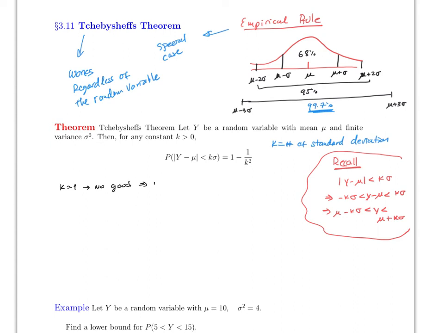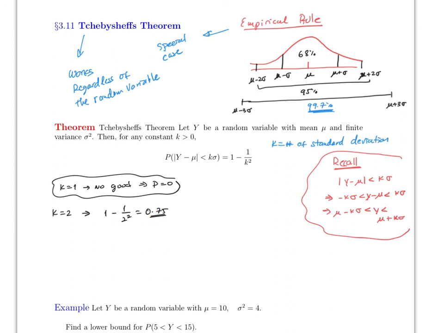Because it will tell you the probability is equal to 0, which is not true. So therefore k has to be positive, but technically 1 is not the best choice, so you can pick any other value. If k was equal to 2, it doesn't matter what distribution you have. Notice that 1 minus 1 over 2 squared is equal to 0.75. So that means that if you move 2 standard deviations to the right and 2 standard deviations to the left, the probability has to be at least 75%.